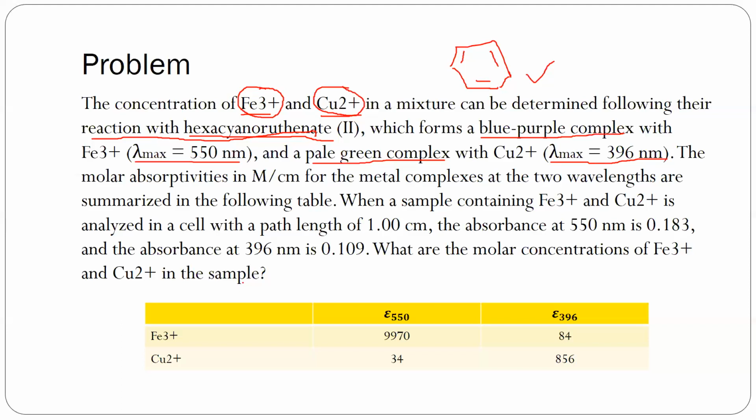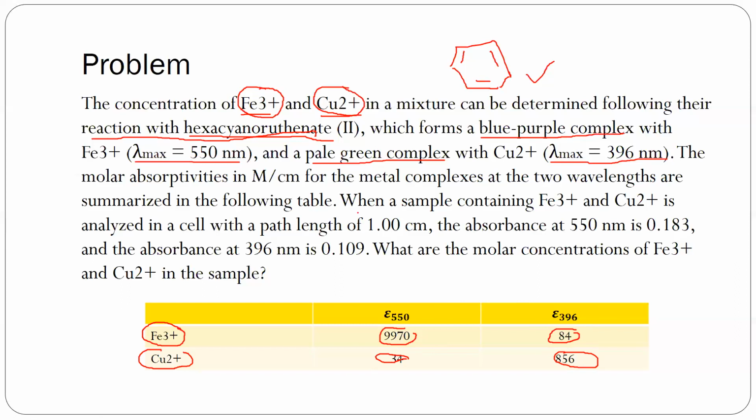Okay? Now, the molar absorptivities for both metal complexes ay nakasummarize dito sa table. So for iron complex, ang molar absorptivity niya at 550 nanometers ay 9970. Okay? But at 396 nanometers, it's 84. While si copper naman, mayroon ka ring corresponding values ng molar absorptivity, okay, at different wavelengths.